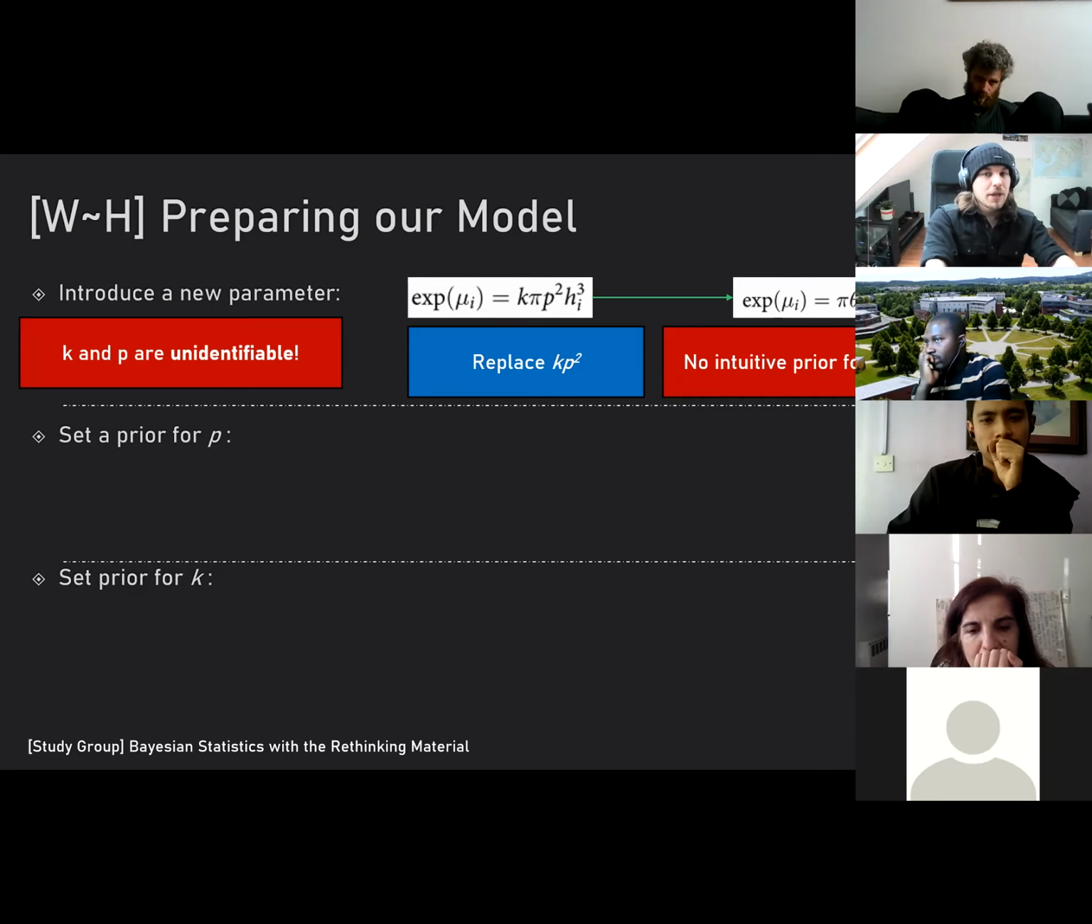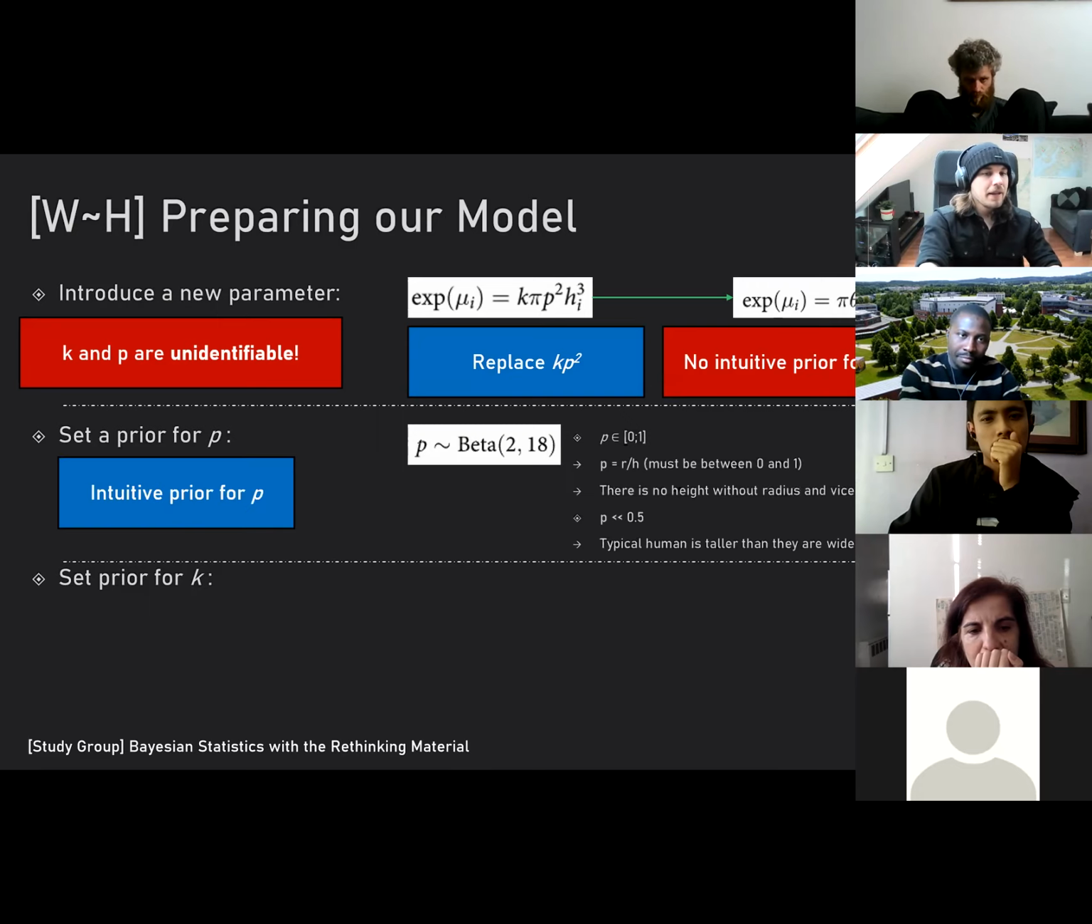Now, unfortunately, we don't have an intuitive prior for theta. So we've solved one issue and created another. So let's try to take a step back from that, and let's try to see if we can come up with good priors for P and K.